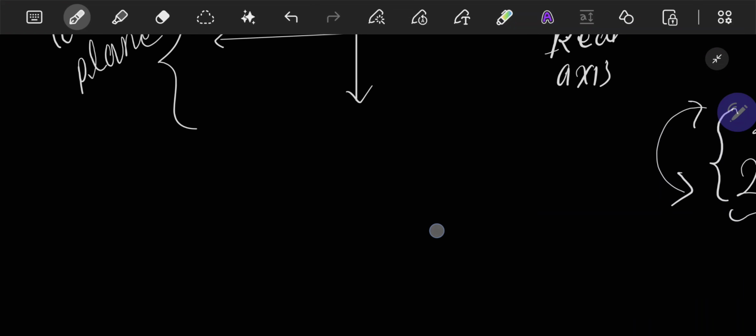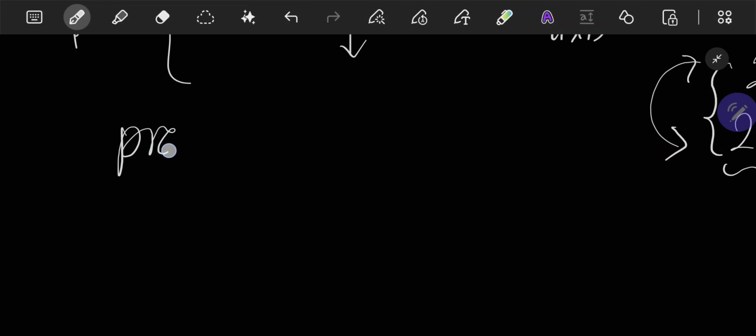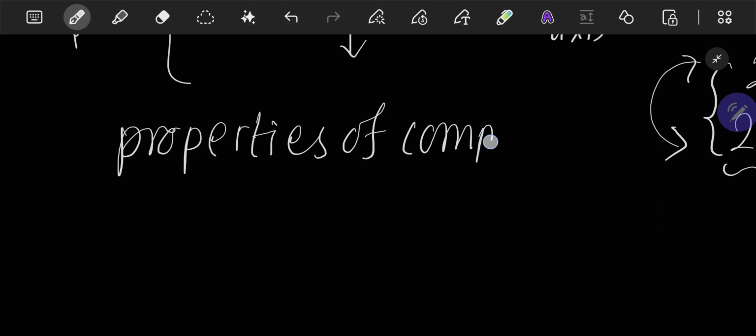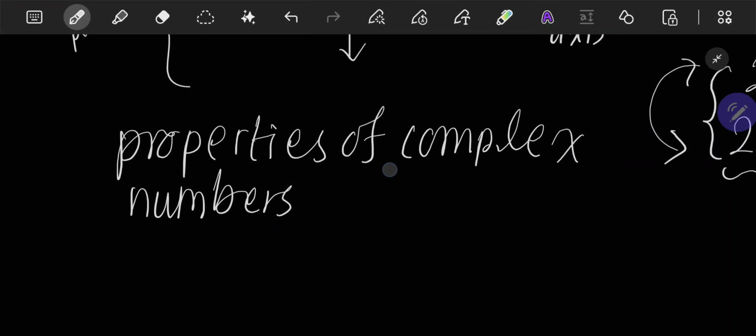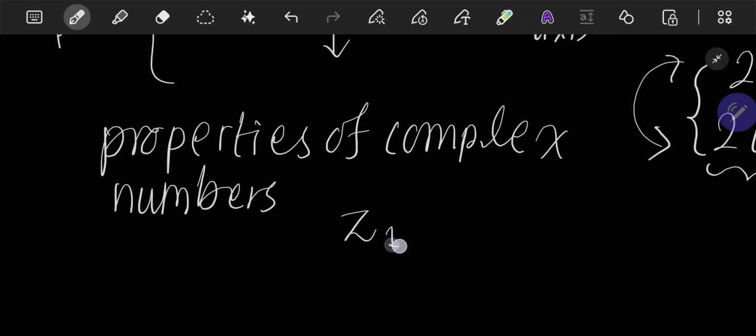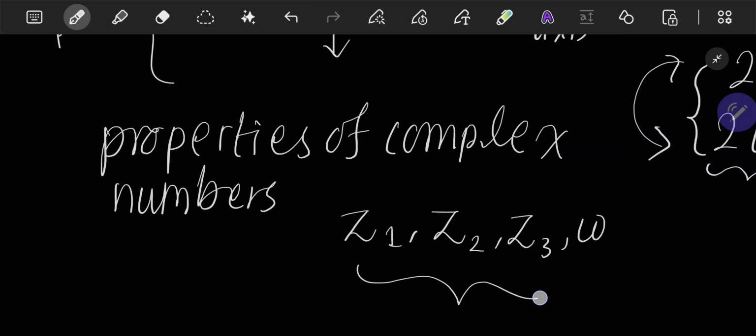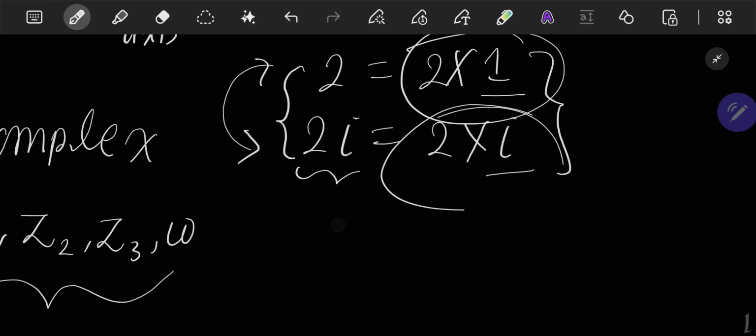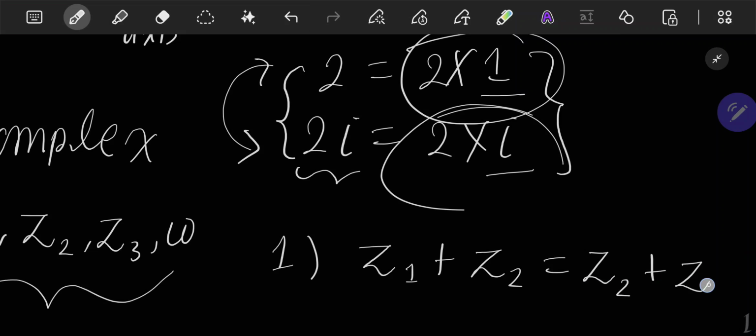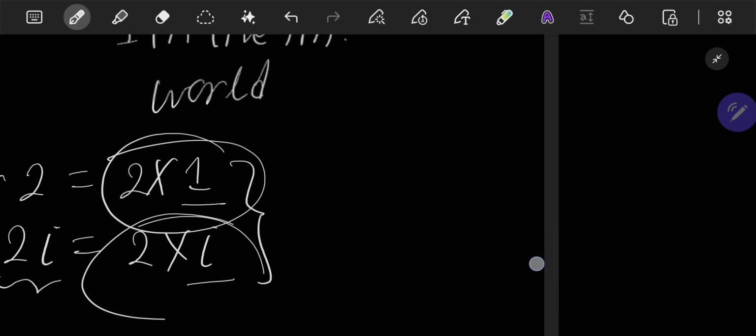Now, moving forward, I'd like to introduce some properties of complex numbers. Let's say that z1, z2, z3, and w are four complex numbers. We have the property, for example, that z1 plus z2 is the same as z2 plus z1. This is the first property, and it's known as the commutative property of the addition of complex numbers.